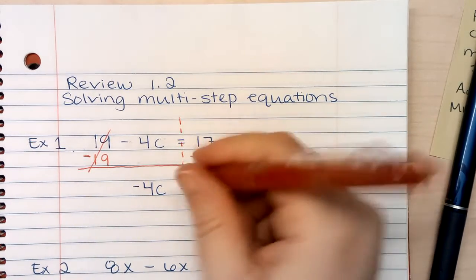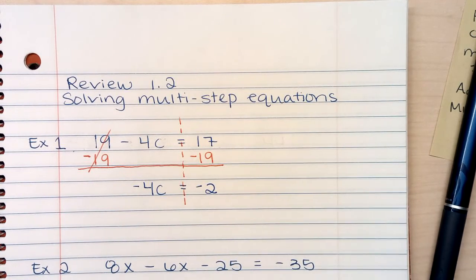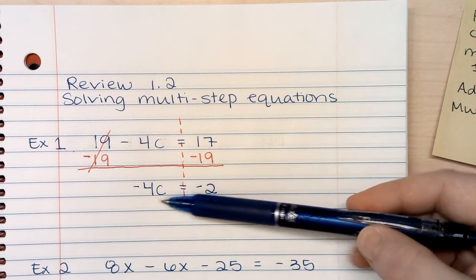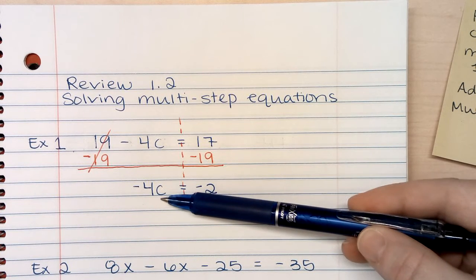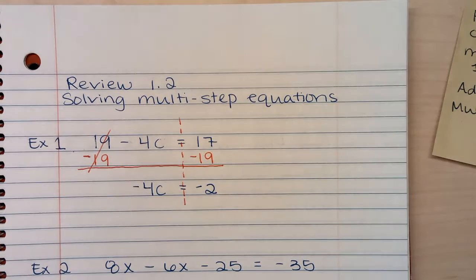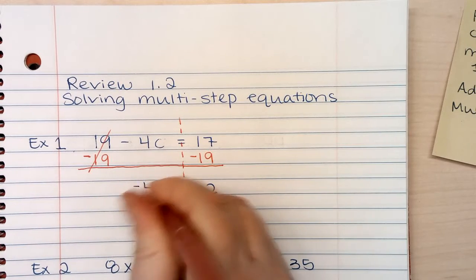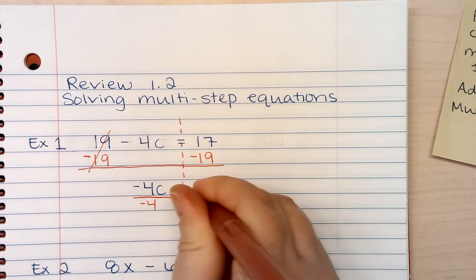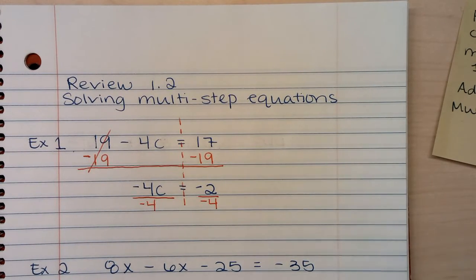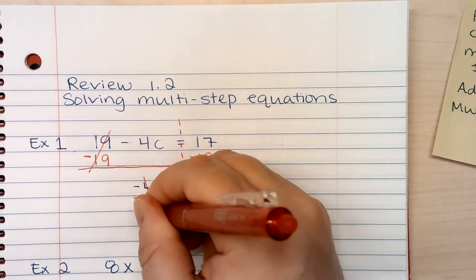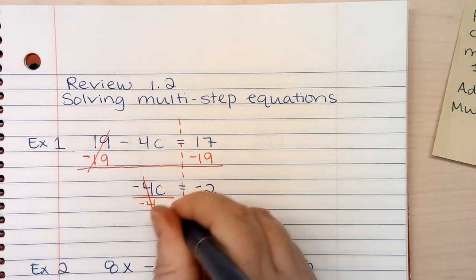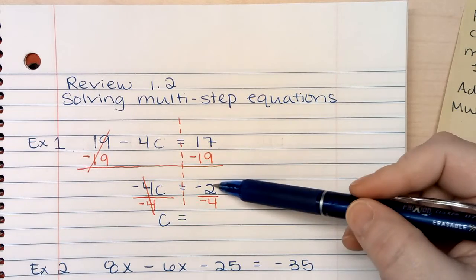All right, I'm still working on isolating my c. Now I'm going to use multiplication or division to undo the negative 4. This says negative 4 times c equals negative 2. I'm going to do the opposite of times or multiplication, which is divide. I'm going to divide each side by negative 4. Negative 4 divided by negative 4 is 1, so I'm going to cancel that out. Bring down my c equals negative 2 divided by negative 4.